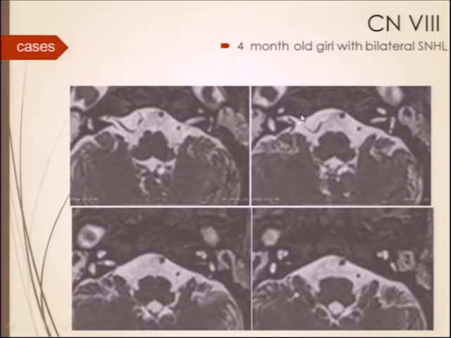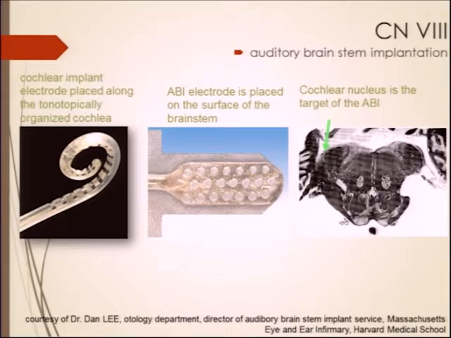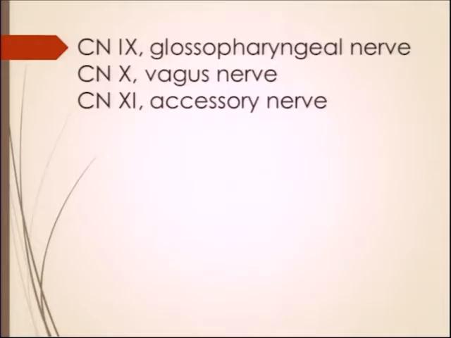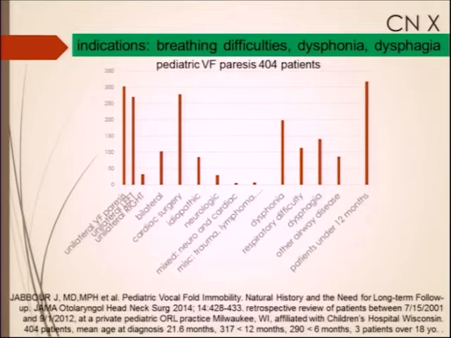In this 4-month-old girl who had bilateral sensorineural hearing loss and no evidence of cochlear nerve on either side, patients like this are now a consideration for auditory brainstem implantation. Some of the first cases are being done in Boston, and those have started probably within the last year or so. Some of those patients who were previously not candidates for cochlear implantation are now candidates for ABIs. For cranial nerves 9, 10, and 11.